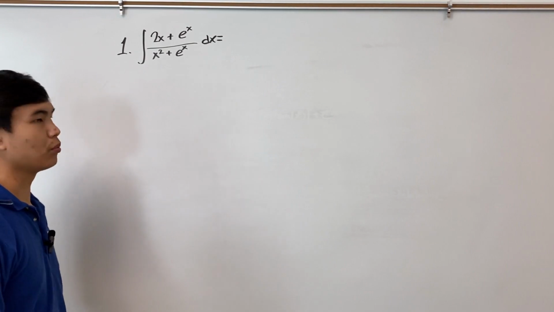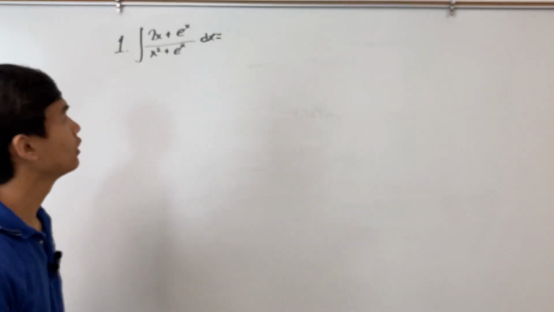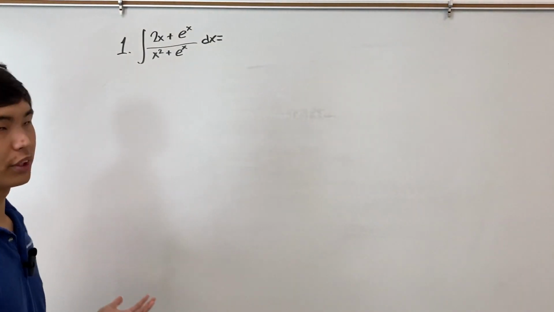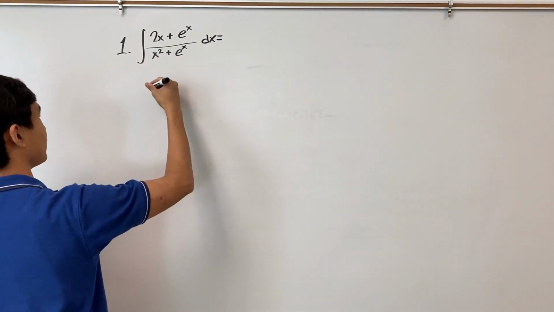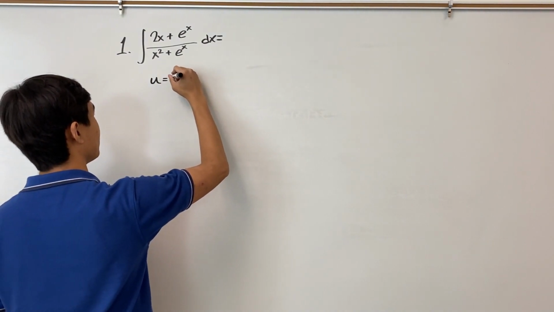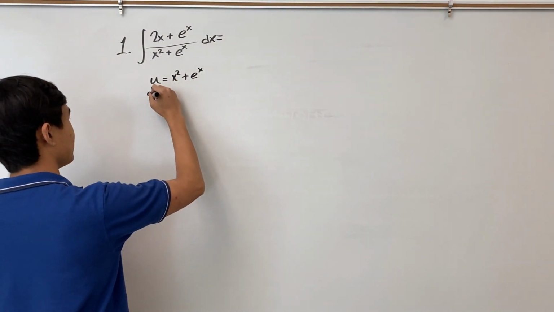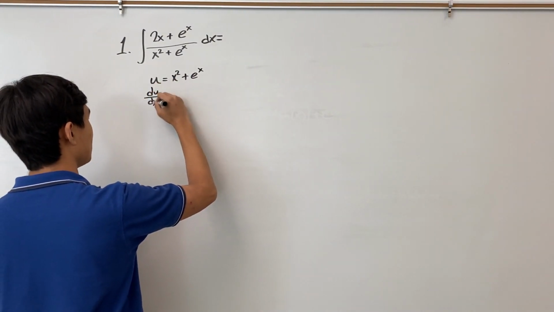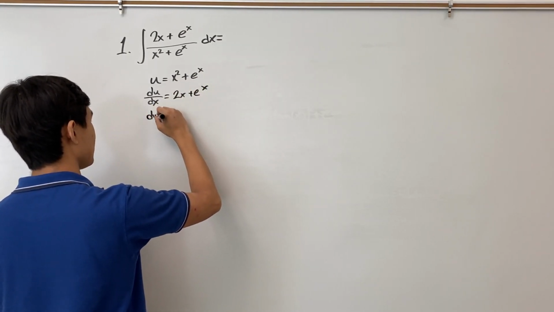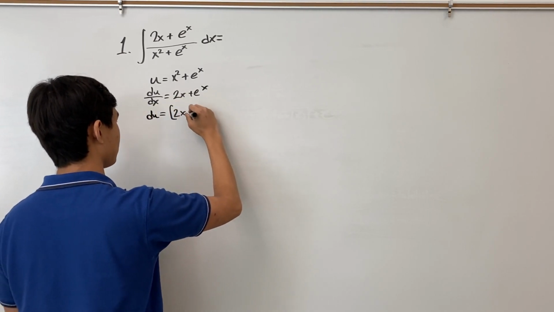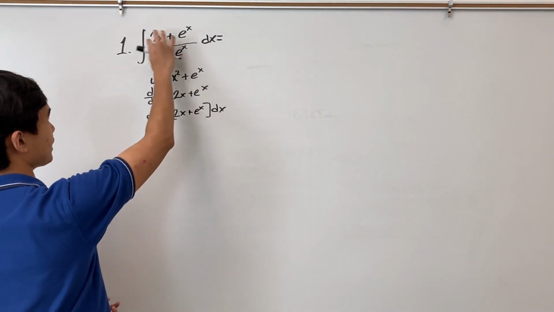For this first example, we're asked to find the integral of 2x plus e to the x all over x squared plus e to the x dx. So right away, there's nothing we can do without making a substitution. So I'm going to let u equal the denominator, x squared plus e to the x. And when we take the derivative with respect to x on both sides, we get 2x plus e to the x. And when we solve for du, we get du equals 2x plus e to the x dx. And wouldn't you know, we have this on the top.